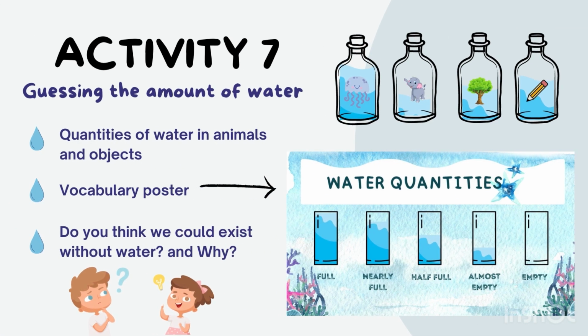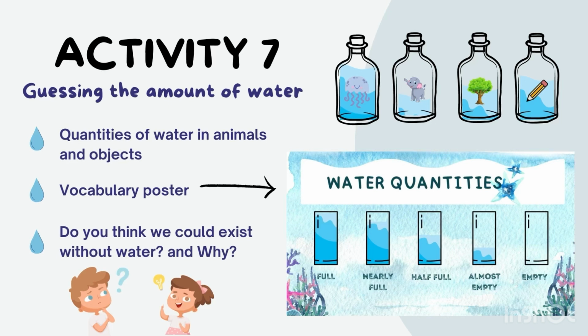The seventh activity will be guessing the amount of water. To start with, first of all, students will see this image with the vocabulary they will need projected on the board, as they might not know the necessary vocabulary we will work on. On the poster, we can see different amounts of water, as it will be of great help during the activity.